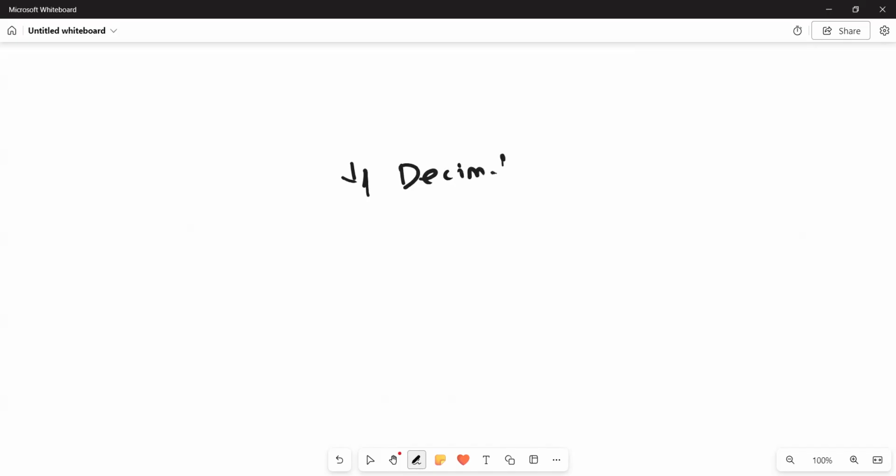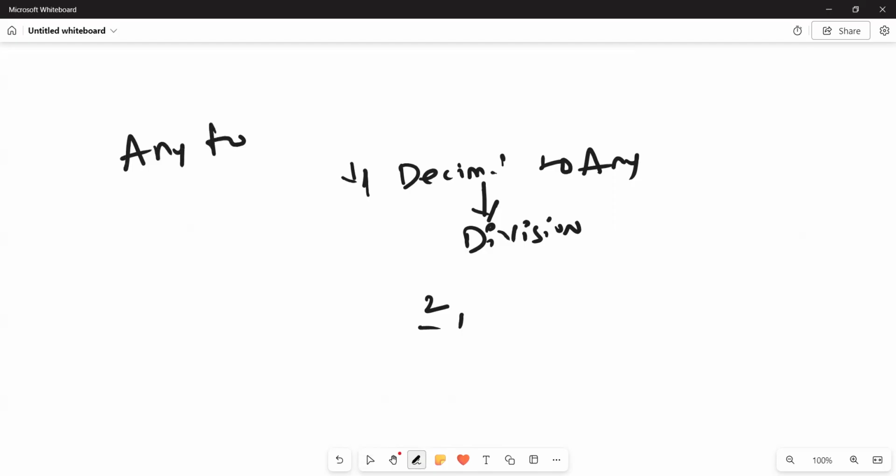Decimal to any. I already told you. What is the procedure? Division. So if you want to convert a decimal number into its equivalent octal number, you have to divide the decimal number by the radix of octal. What is the radix of the octal number system? 8. If you want to convert decimal to hexadecimal, divide the decimal number by the corresponding radix 16. If you want to convert decimal to binary, divide the decimal number by the radix 2.